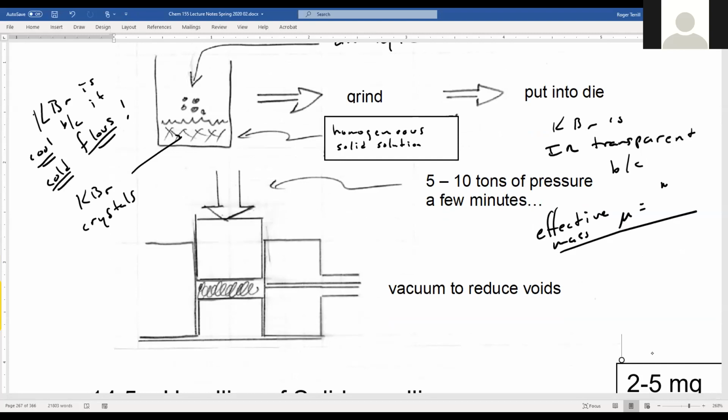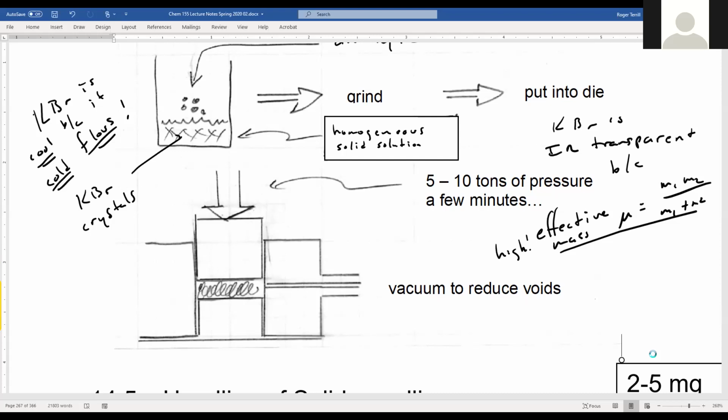mu is equal to m1 m2 over m1 plus m2. That's very high. So potassium's heavy and bromine is heavy. They're actually almost equal mass. And KBr is probably around 30 for effective mass. And also the bond is relatively weak.